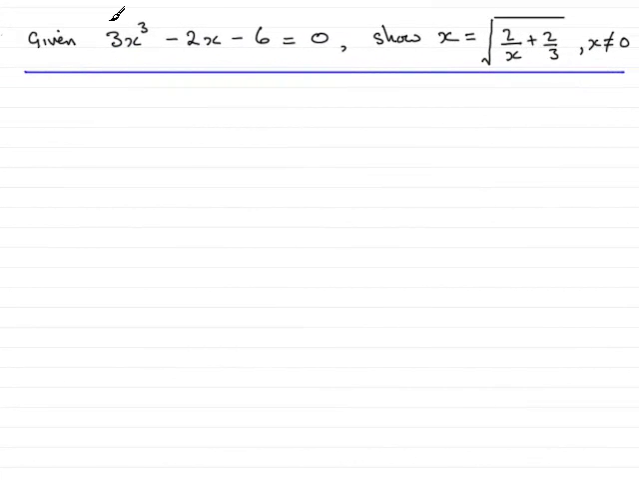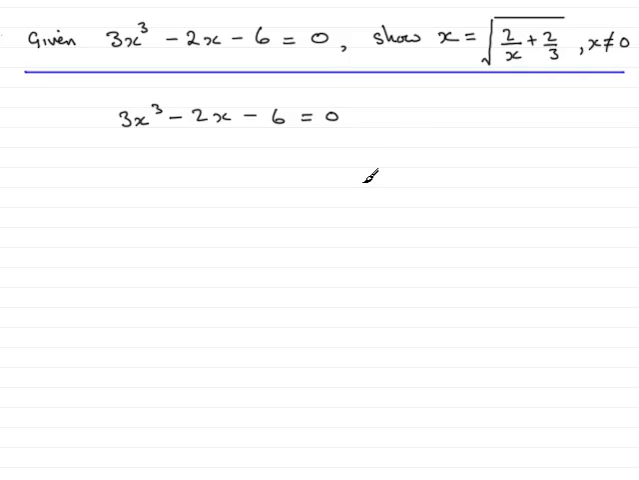Now in this part of the question then, we're given that 3x cubed minus 2x minus 6 equals 0, and asked to show that x equals the square root of 2 over x plus 2 thirds, where x doesn't equal 0. So how are we going to do this? Well, first of all, let's just copy down the question.